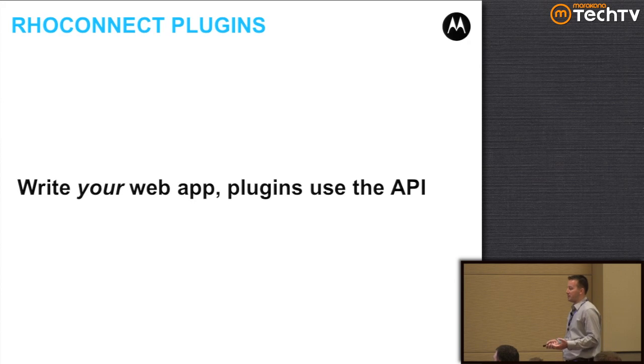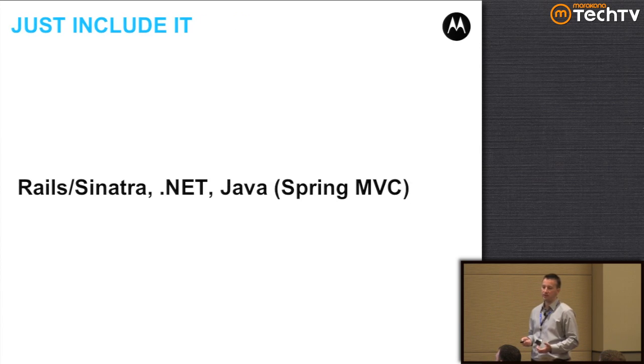So RhoConnect plugins build upon this concept. The idea is you should never have to write a source adapter for your application. You can just focus on writing your application, whether it's .NET or Spring MVC or Ruby on Rails. So you just focus on writing your web application. The plugin takes care of interacting with RhoConnect and keeping track of the data that gets synchronized.